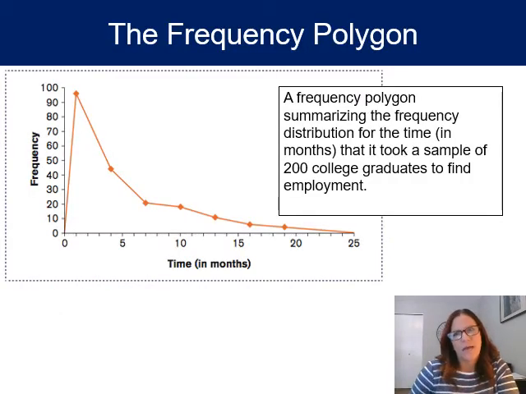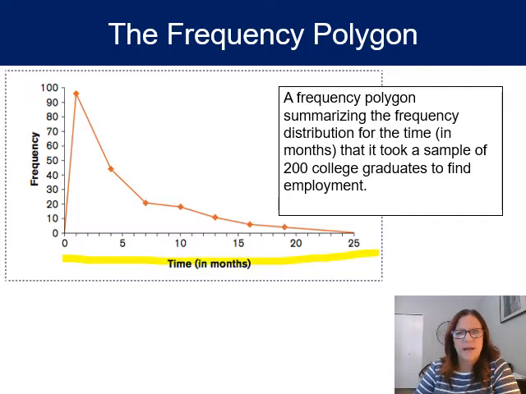Another type of graph that can be used for continuous data is a frequency polygon. Again, we have our x-axis at the bottom, our y-axis shows our frequencies. This is the same data, but it is shown by lines. So for each interval, there's basically a point, a dot, for each point. These are connected by lines.